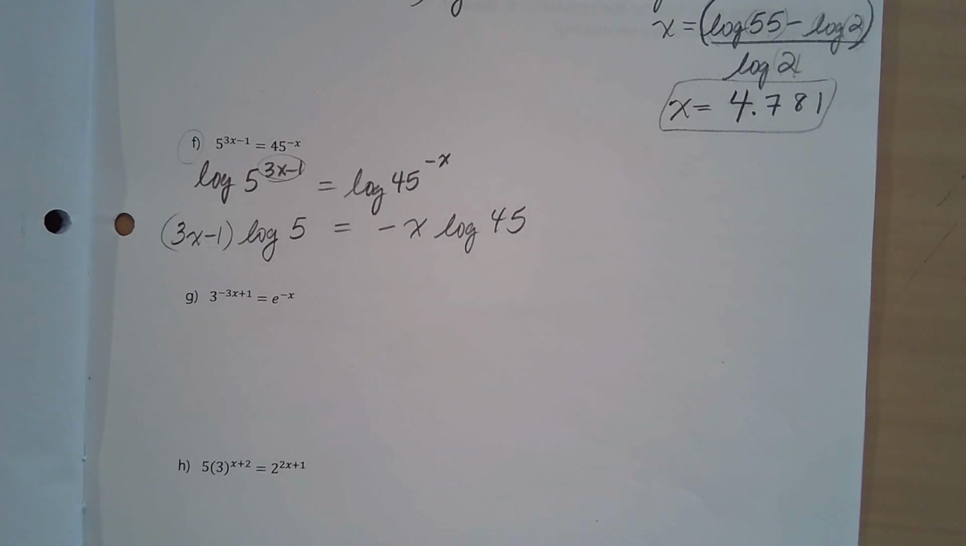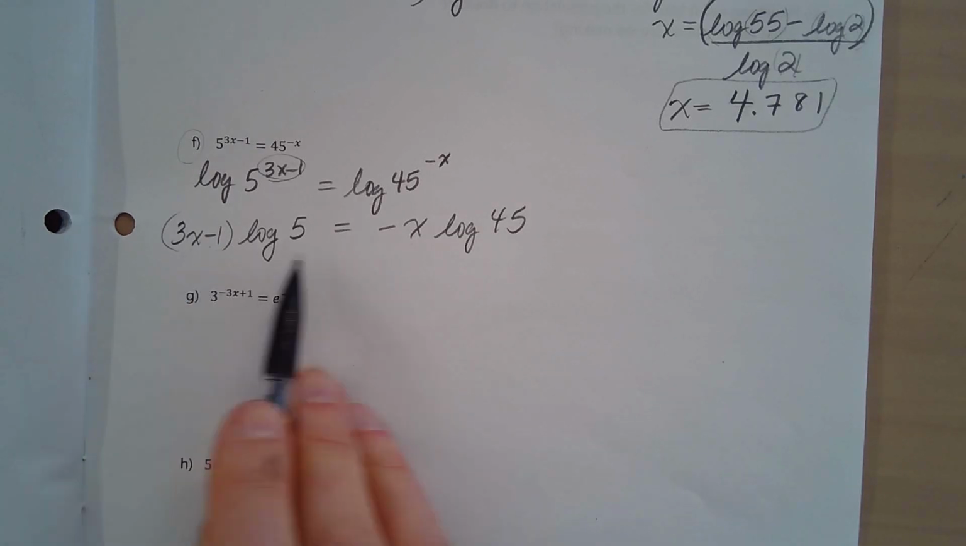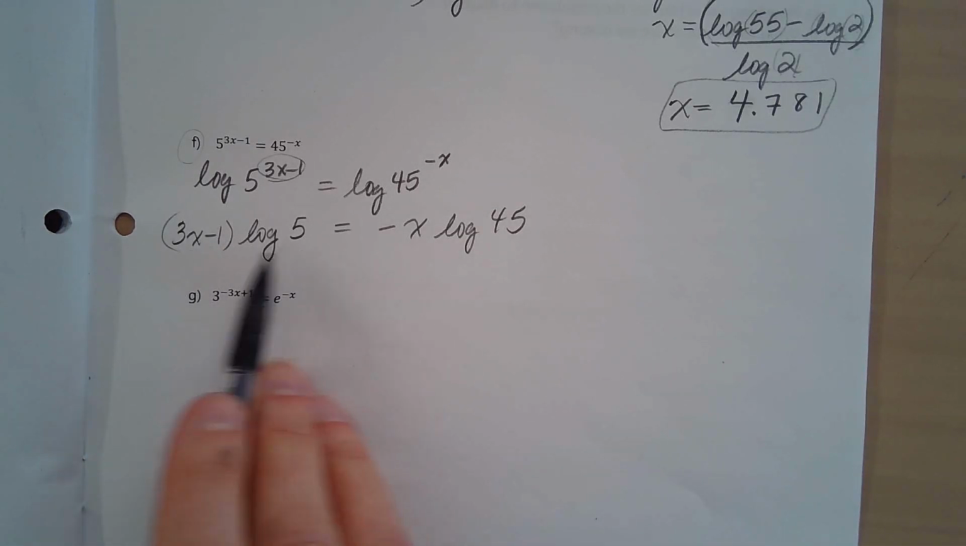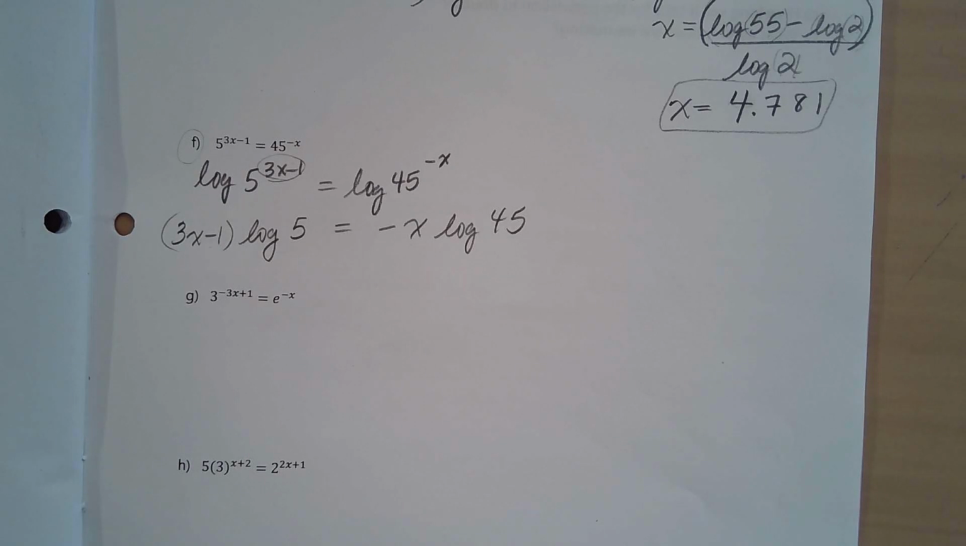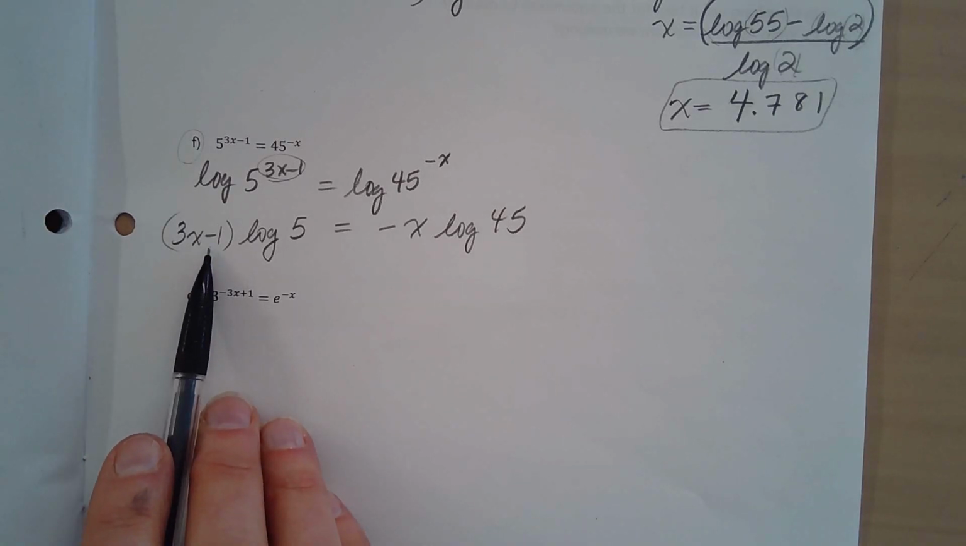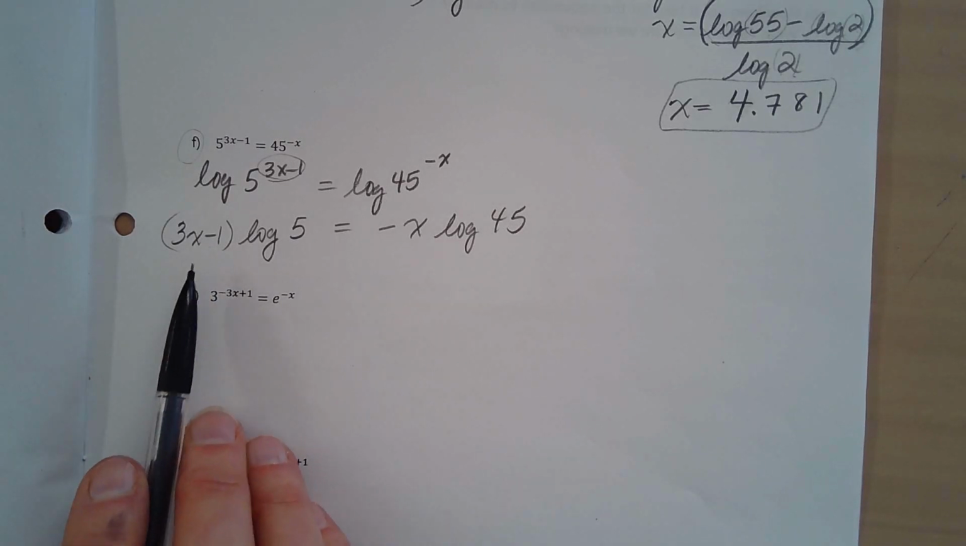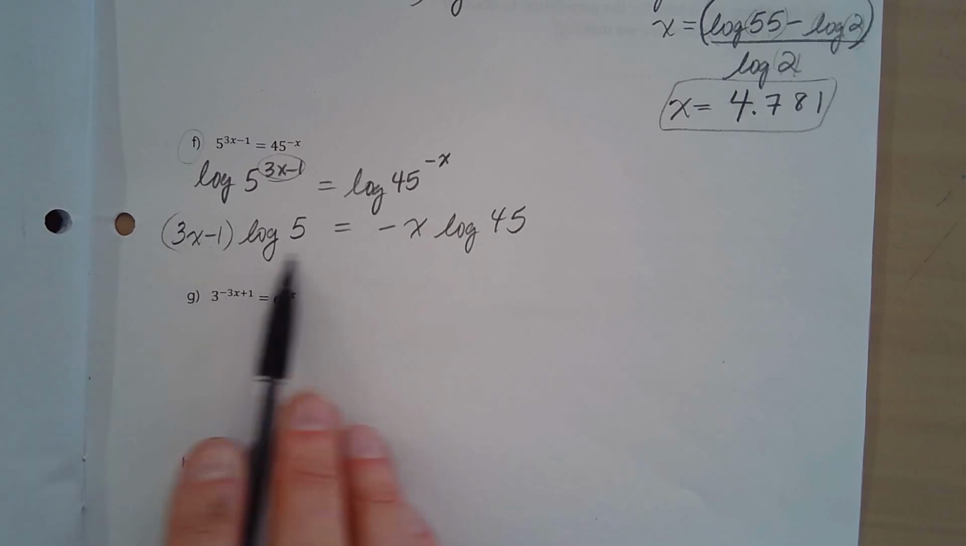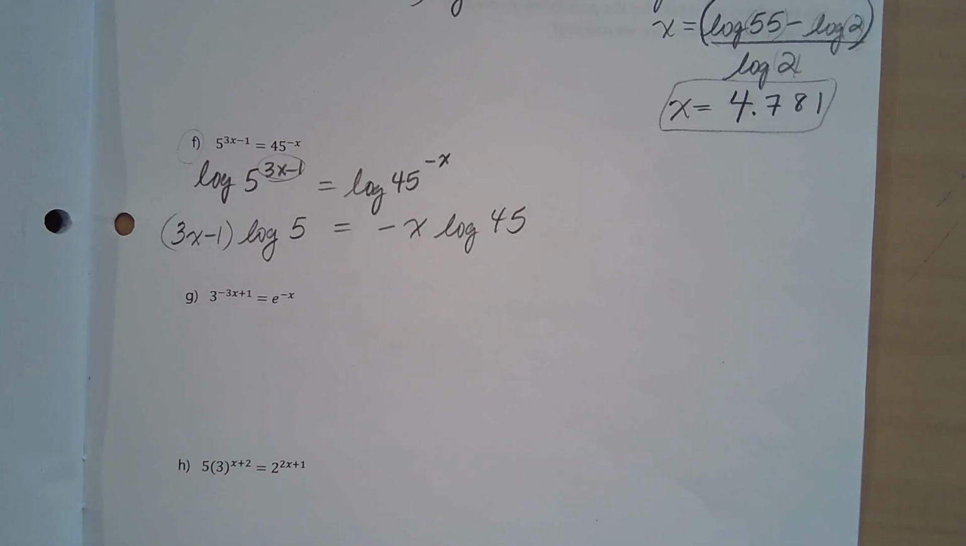Okay, what was your next step? What did you do after this? What was your third line of work? Anyone? Someone must have done something. I saw a lot of scribbling going along and some calculator work. What did you do? What was your next thing that you did?